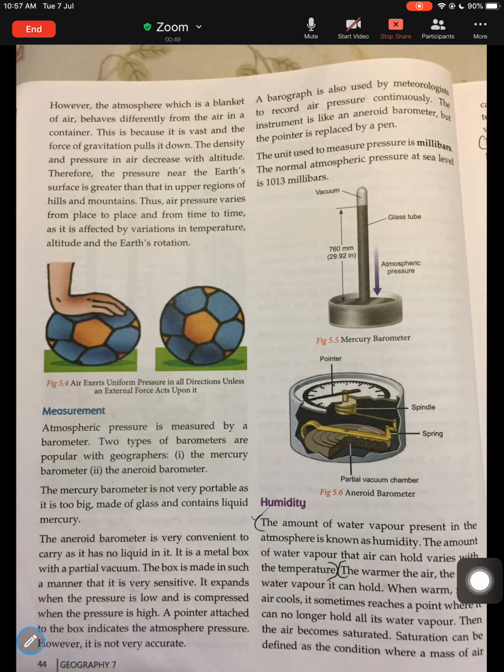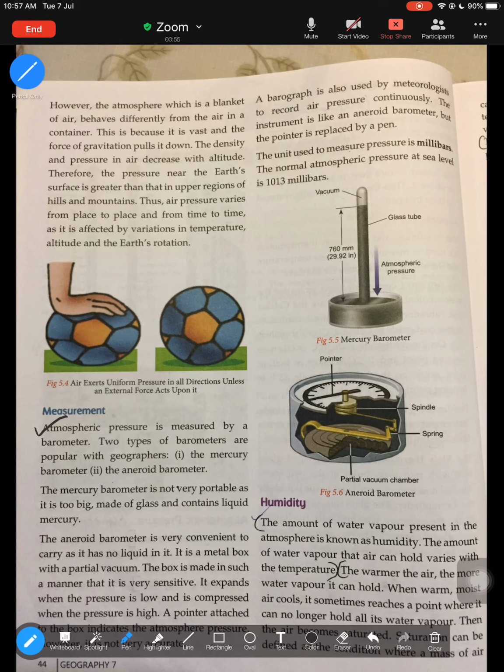Hello everyone. In the previous lesson, we've learned about atmospheric pressure. We learned what atmospheric pressure is. We've learned about the different instruments to measure atmospheric pressure, like the mercury barometer and the aneroid barometer. The goal for today's class is to understand what is humidity.